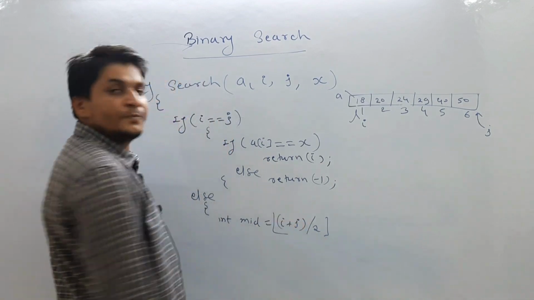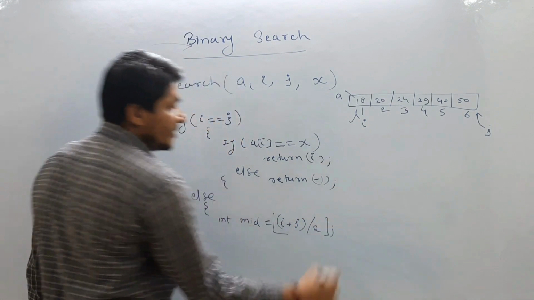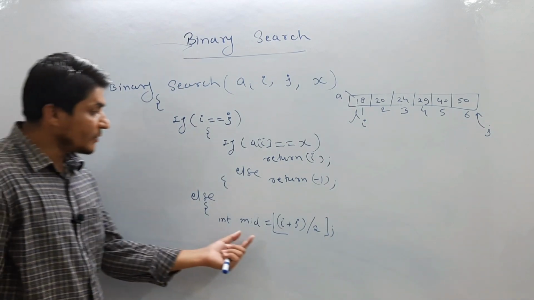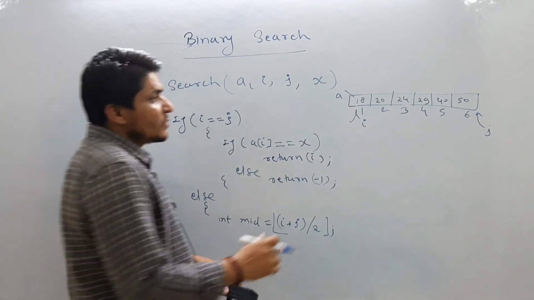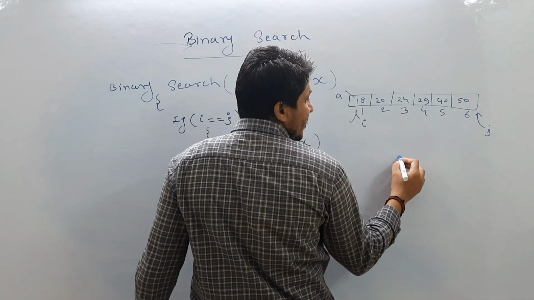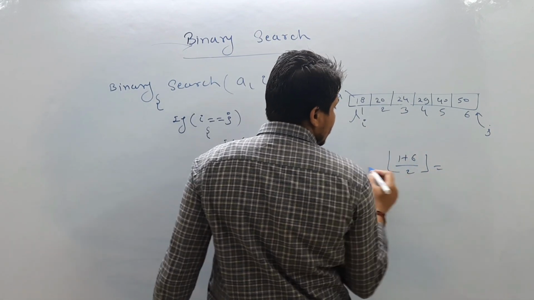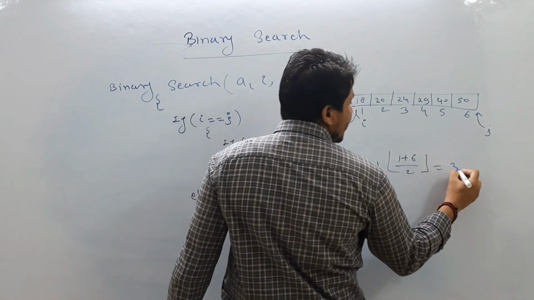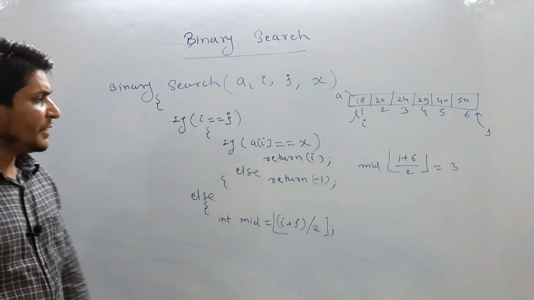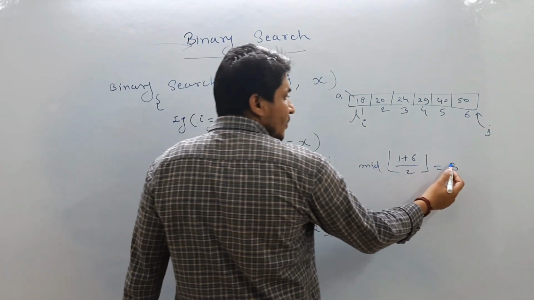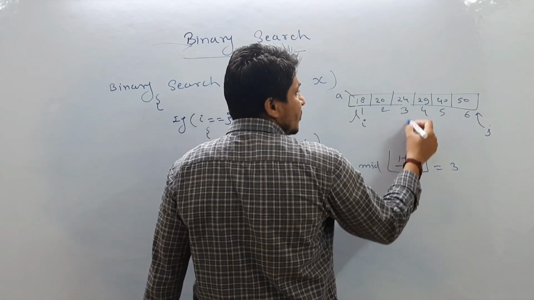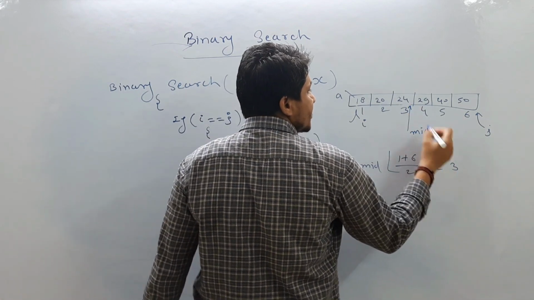So you can take floor. This is how you are going to calculate the mid value. Once mid is calculated, then what? What is mid in this case? 1 plus 6 divided by 2, so this is your mid. Mid is actually 3. So now you have calculated mid.